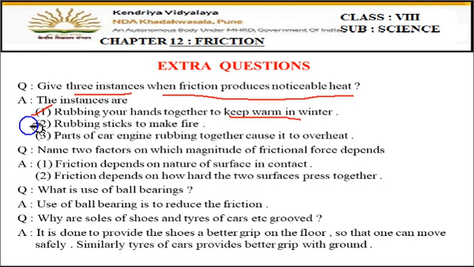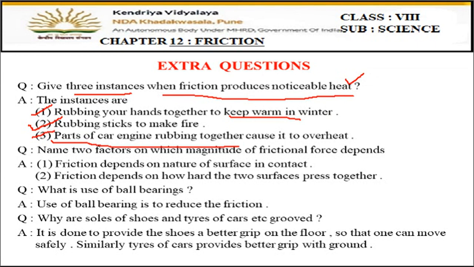Then second is rubbing of matchsticks to make fire. So that is also friction where heat is generated, right? And the third one is parts of the car engine rubbing together causes it to overheat, right? Sometimes you might have seen in the movies or on TV that the engine of the car gets very hot, and if we open it, a lot of smoke and hot vapors come out from the engine of the car. That is because the parts of the car engine are rubbing against each other, and because of that friction, heat is generated. So these are the three examples where you can see that friction produces heat, rubbing produces heat.